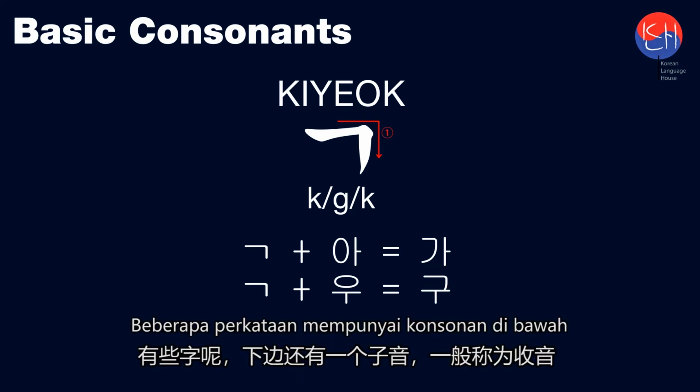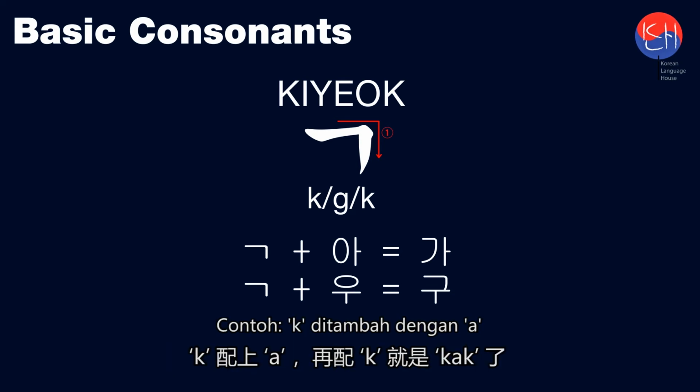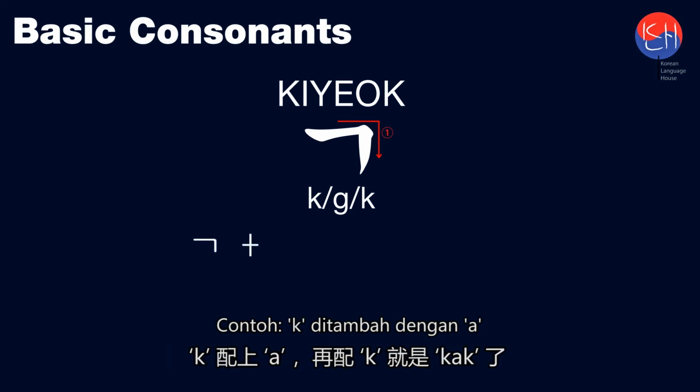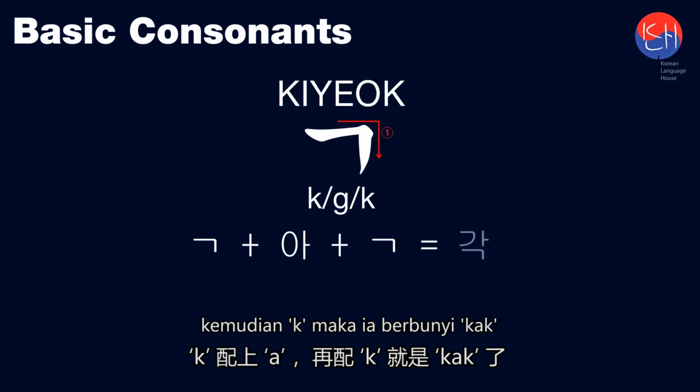Now, in some cases, there is a third consonant which is added at the bottom of the word. This is called an ending consonant. 기역, A plus 기역, 각.